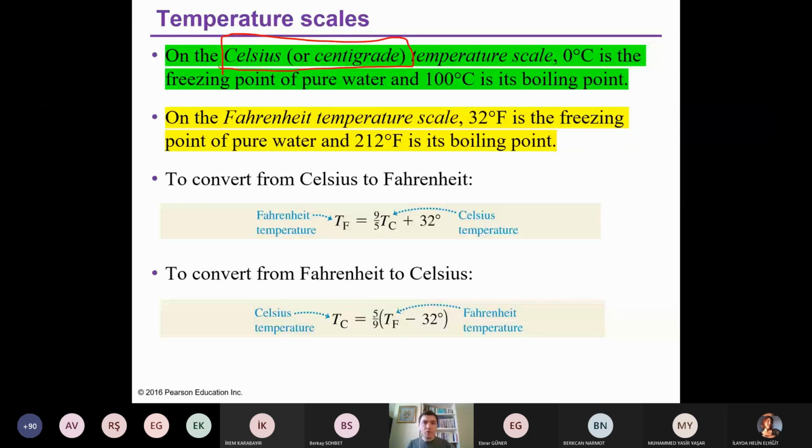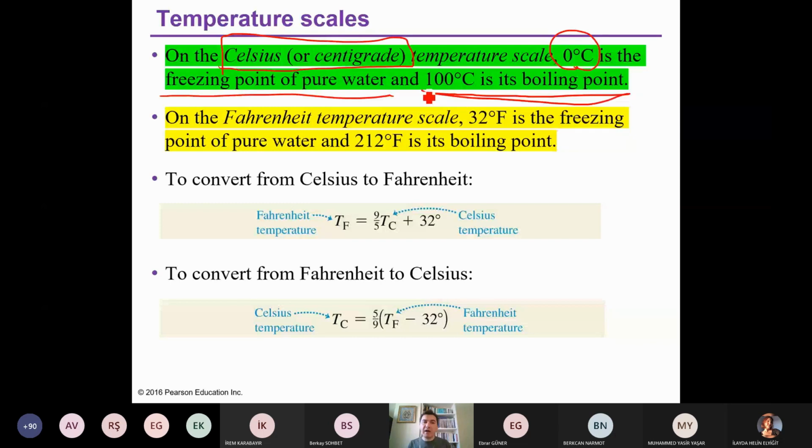So what is the Celsius or centigrade temperature scale? On this temperature scale, 0 degrees Celsius is the freezing point of pure water, and 100 degrees Celsius is its boiling point.